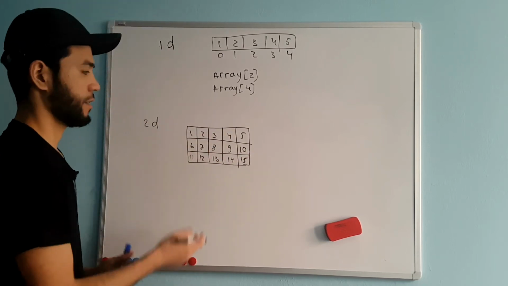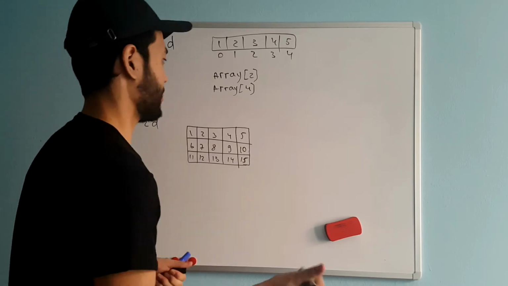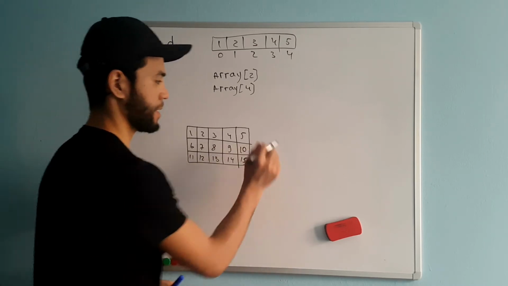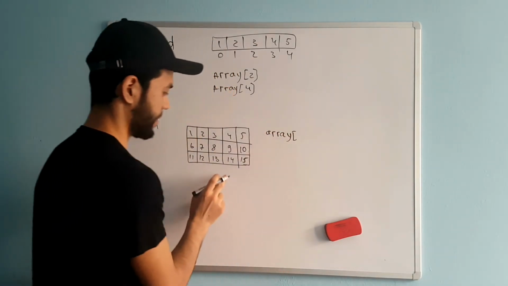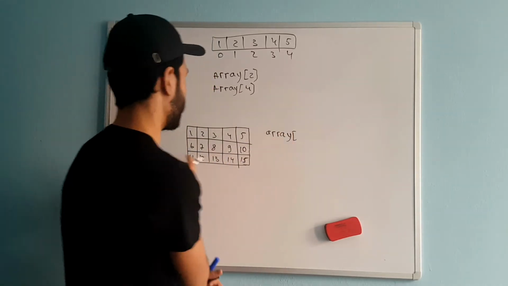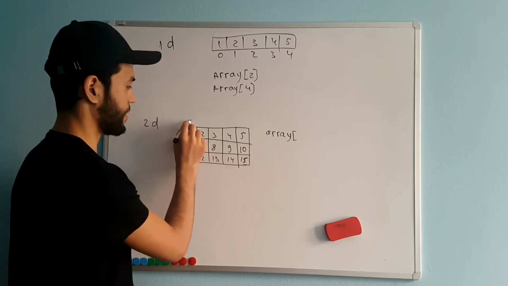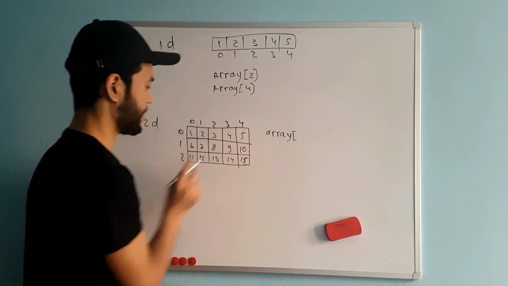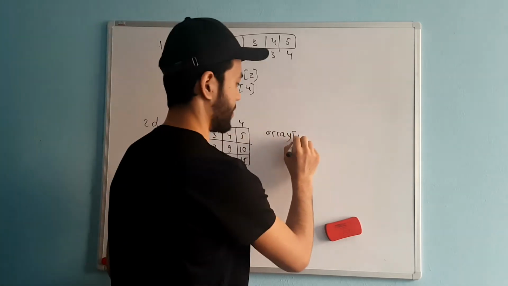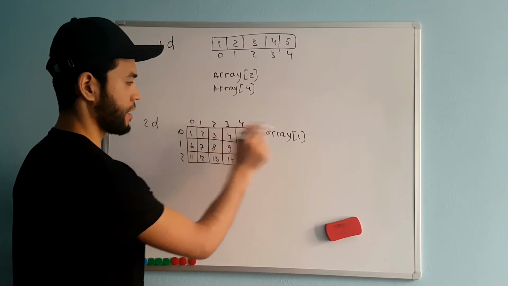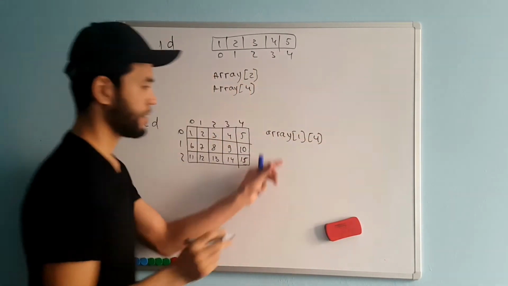For accessing any given number from the two-dimensional array, we write like this. I'm going to access the number 10, so I write array. First of all, I write the row index, we have rows 0, 1, and 2, and columns 0, 1, 2, 3, and 4. First I look at the rows: the 10 is located in row 1. After that, I look at the column index, which is 4. Okay, and this returns me the 10.